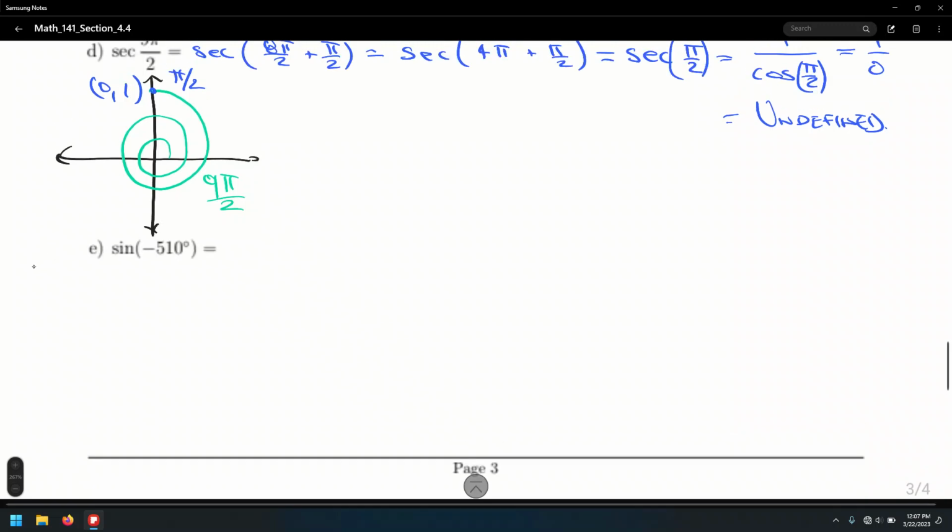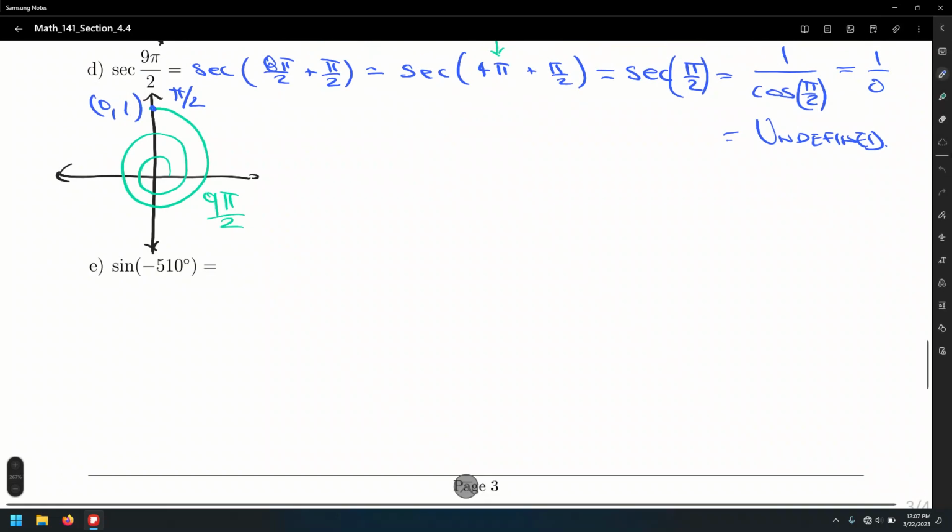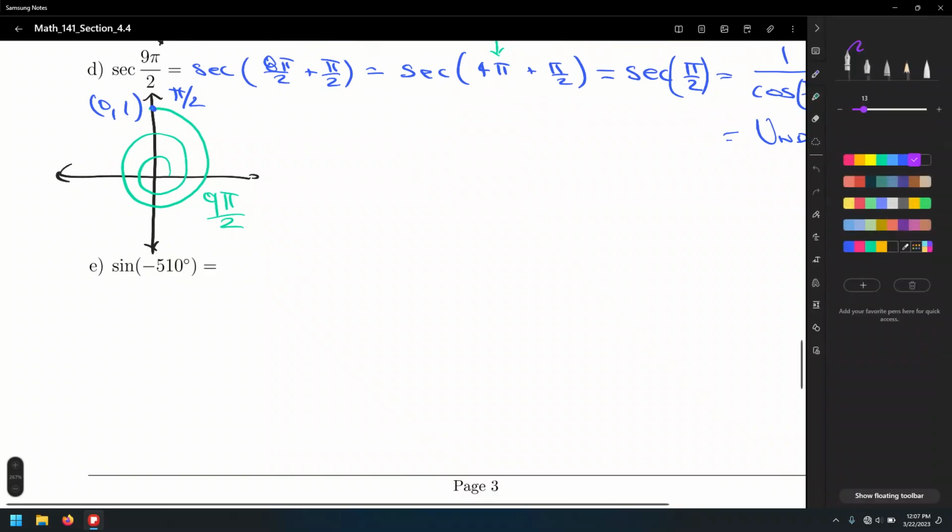condition that f of negative x equals negative f of x. In other words, that negative sign will go outside of the trigonometric function. That's negative sine of 510 degrees.